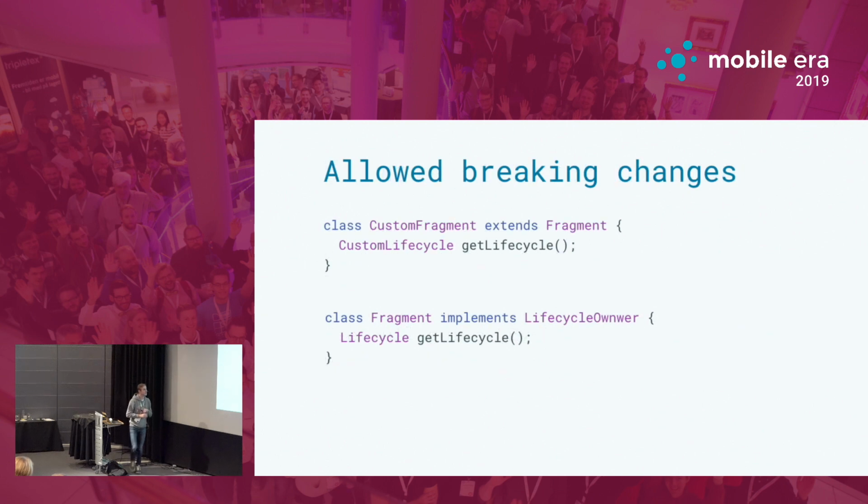So there's one thing that I wanted to tell you: there are allowed breaking changes. Even though it sounds scary, it's kind of a reality. In this example from my life, a couple of years ago, we decided to add this getLifecycle method in every fragment out there. And in Glide, if you know this library, which helps you with image loading, we already had a lifecycle method in their fragments. It was an internal fragment, but still a fragment.